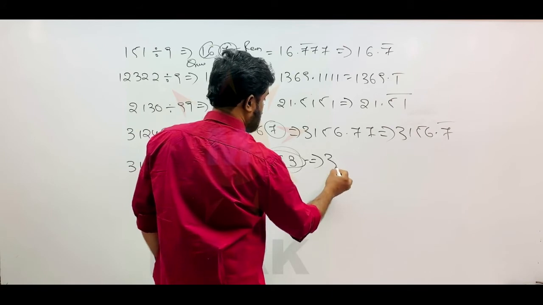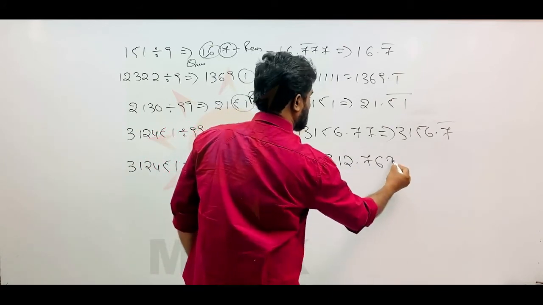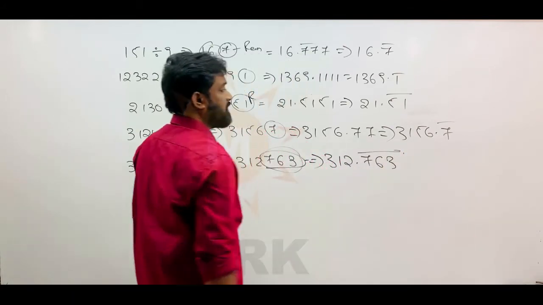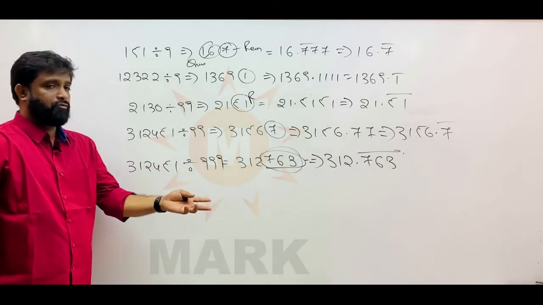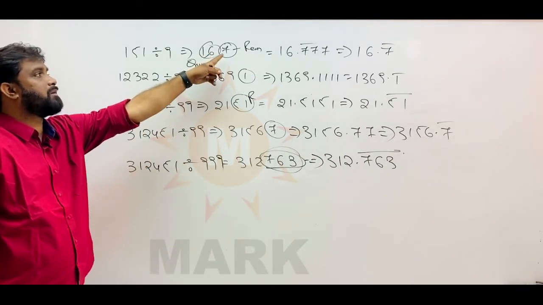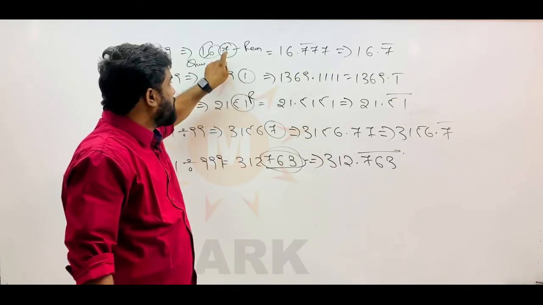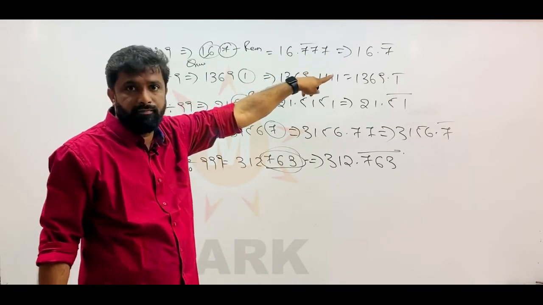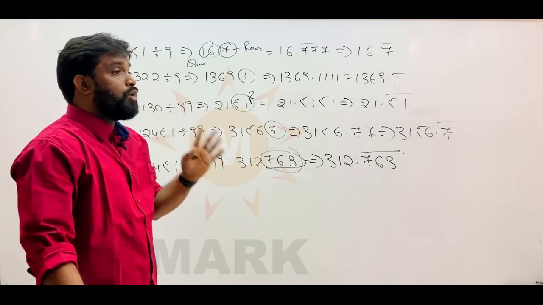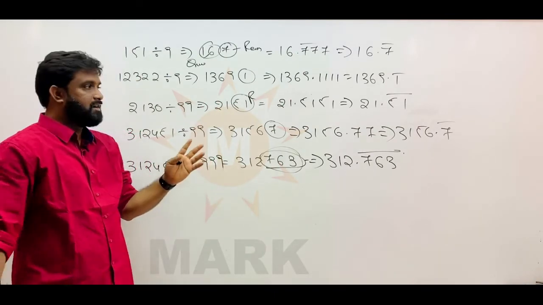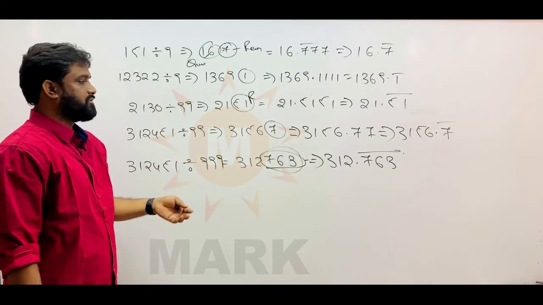That means it goes like 312.763 bar. So the wonderful point here, you will also get the same number that serves as a remainder. If you want to write that answer as a decimal, the same number will come in the place of decimal also. So one of the most powerful techniques in speed maths or Vedic maths, or whatever you call it.